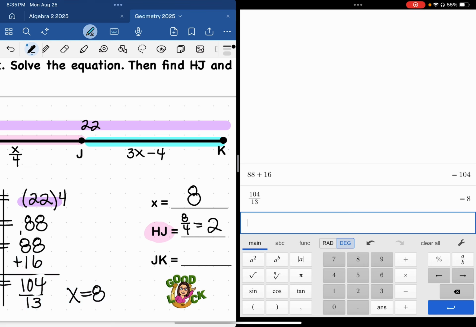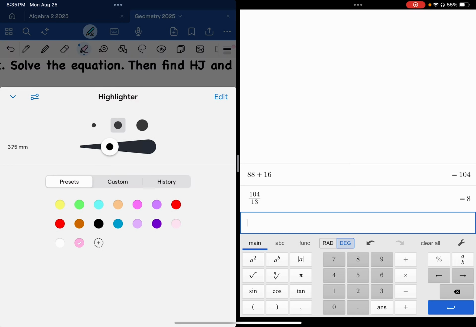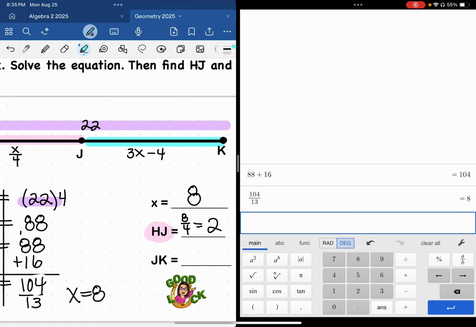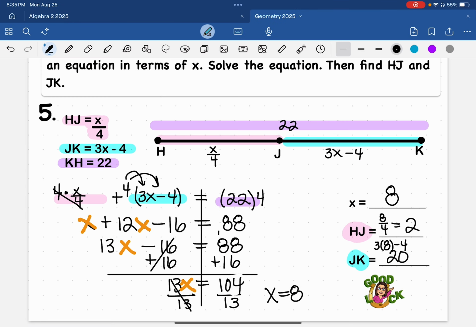And then JK, nope, that's not the one I wanted. JK was the blue one, so I'm going to plug it into the blue one, which is 3 times 8 minus 4. And since I have my calculator right here, I'm going to go ahead and use my calculator. Notice how I'm putting it in exactly how I wrote it on my paper. There we go. Let me go ahead and get rid of this calculator.